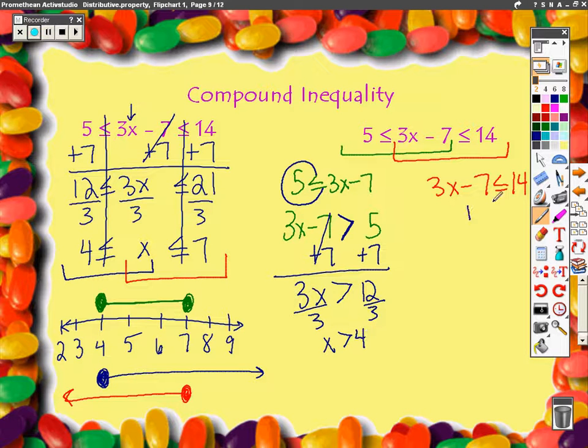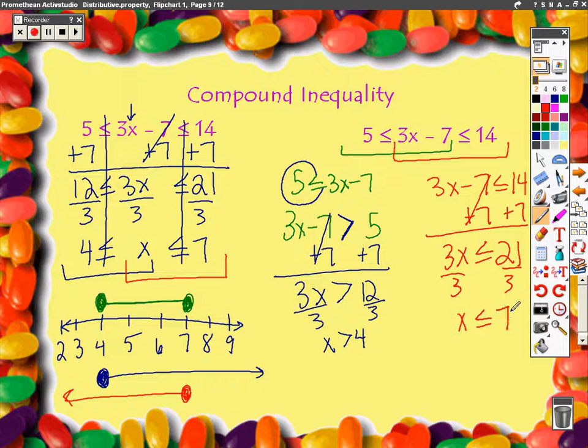I'm going to come over here and do this one. I'm going to add 7 and add 7. These cancel. 3x is less than or equal to 21. Divide by 3, x is less than or equal to 7.